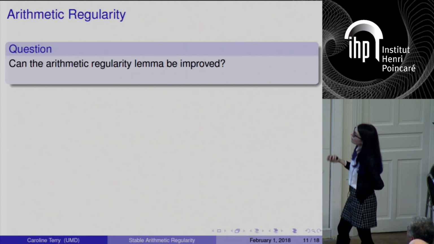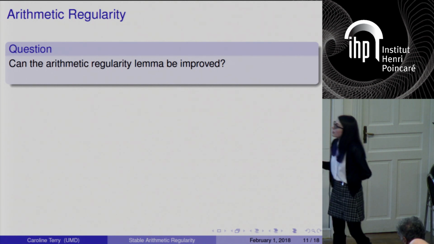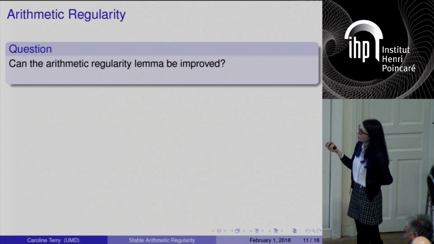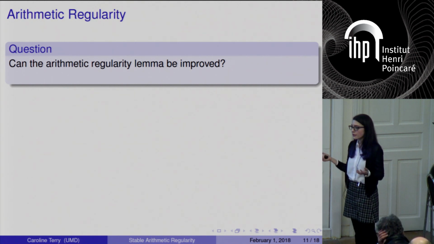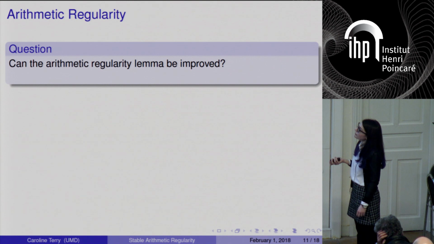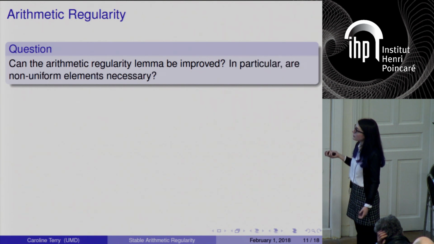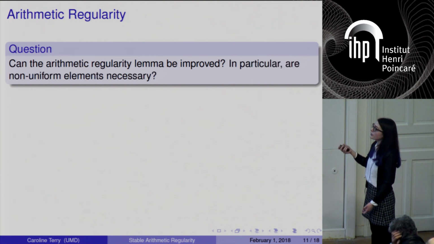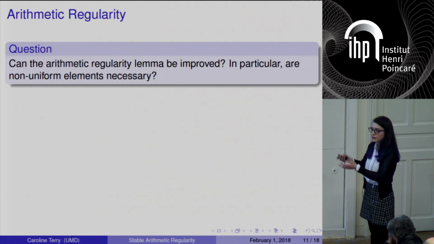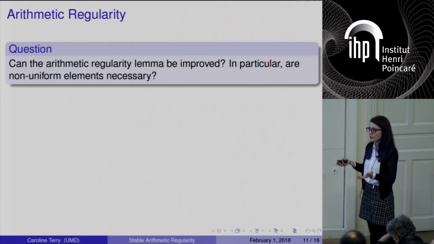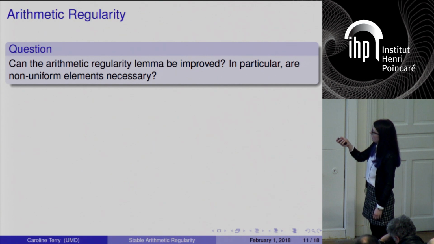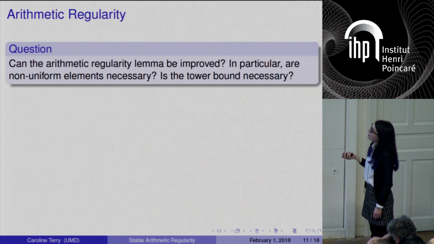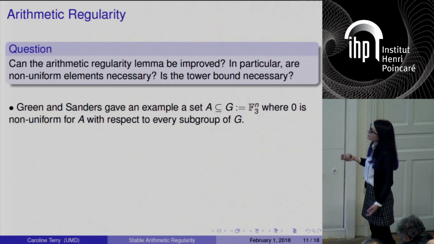Okay, so a natural question to ask now that you have this arithmetic version of the regularity lemma is whether you can improve it. In particular, do you have to have the non-uniform elements? Remember, in the definition of a subgroup being uniform for a set, we were allowing a small proportion of non-uniform elements. Do we have to allow for that? And on the other hand, is the tower bound necessary? The answer is no again.